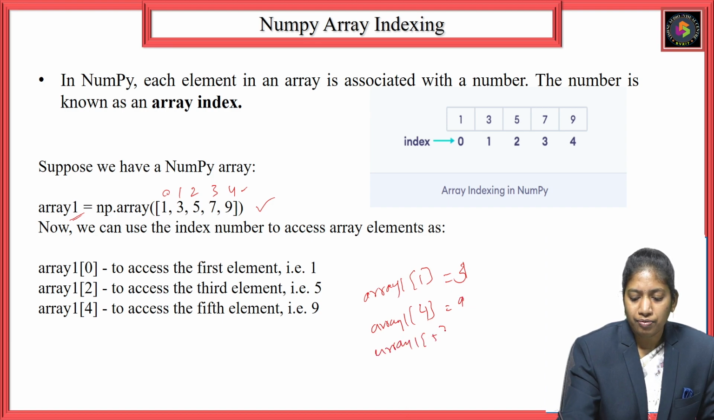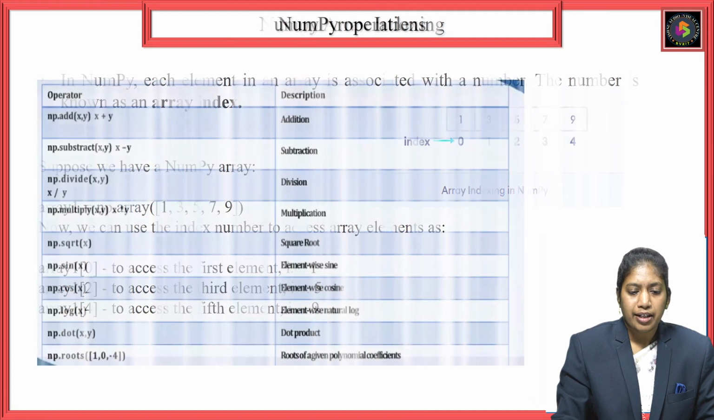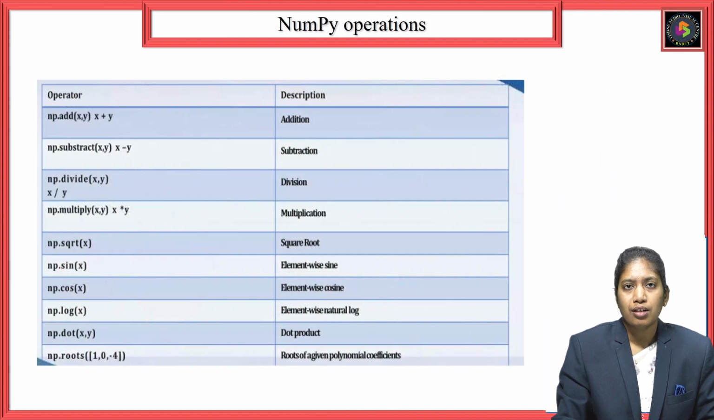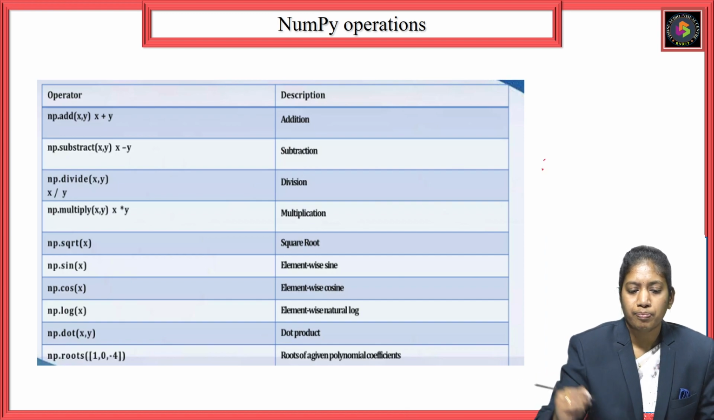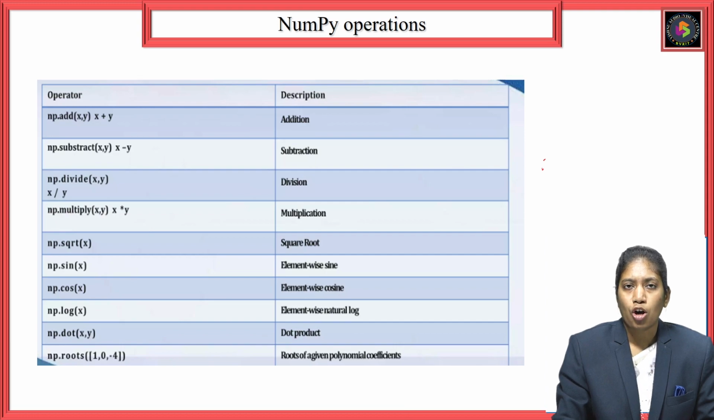arr1 of 5: there is no element, so it is an array index out of bound error. The indexing concept is also there in arrays, as well as slicing. We can extract some portion of the array elements using a slice operation, like we have done in a Python list also.